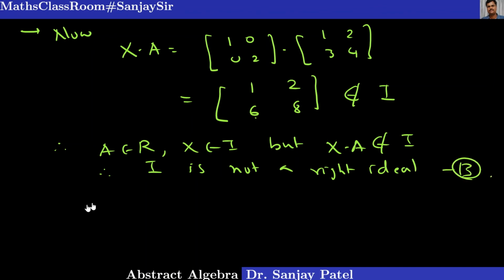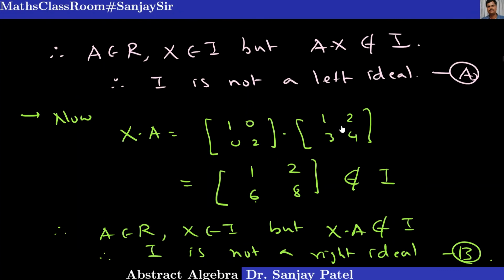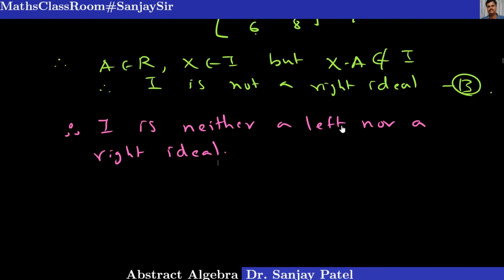So from A and B it follows that the set I is neither a left ideal nor a right ideal. So again, a very important example. We are taking these examples in the ring of matrices and have shown how to prove whether a set is a left ideal, a right ideal, or not an ideal.